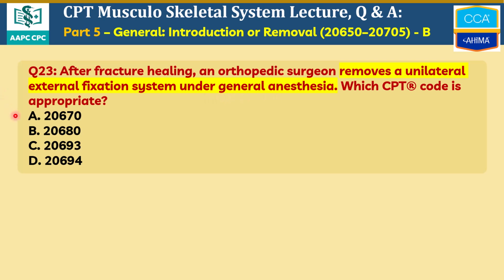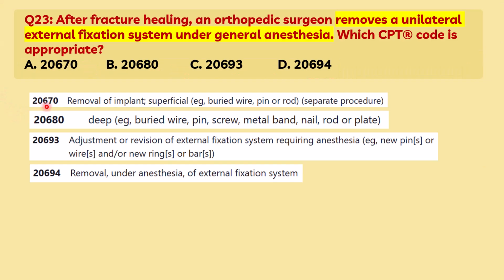So let's use the elimination method first. The code 20,670 says removal of implant, superficial. 680 says deep. 693 says adjustment or removal of external fixation. So that is not the case. 694 says removal under anesthesia of external fixation system. So that is the case here. So the correct answer will be answer D.